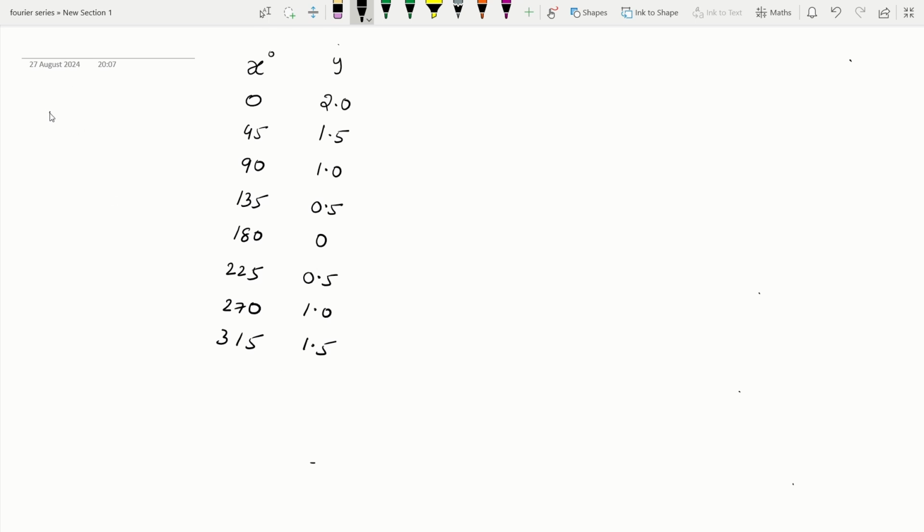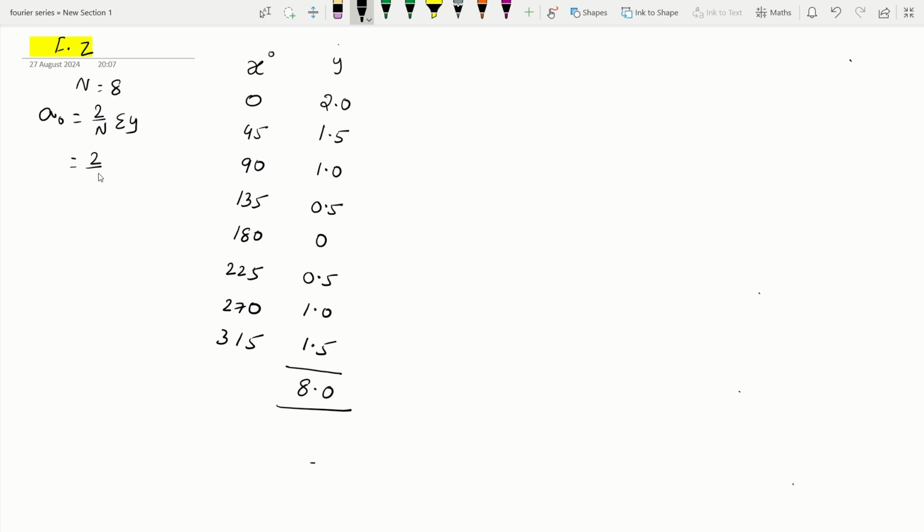And what is the formula for A0? Here I will write the formulas zone. The A naught formula is 2 by n summation y, right? The sum of all the y values, calculated using a calculator, is 8.0. Now what is the n value? N is the number of terms. See here how many there are: 1, 2, 3, 4, 5, 6, 7, 8. So capital N is equal to 8.